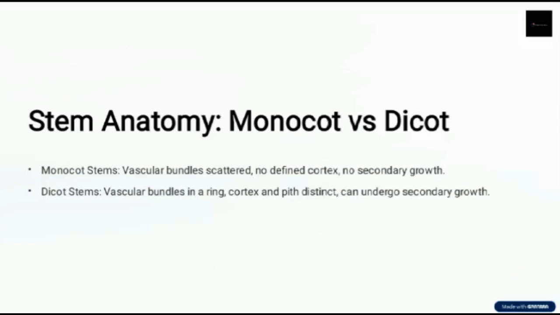And lastly, dicotyledonous plants can undergo secondary growth. That's why you see a mango tree will keep increasing in size. Almost every year, it will add one ring, something called an annual ring. It will keep increasing in size.